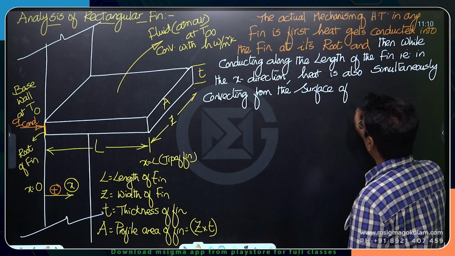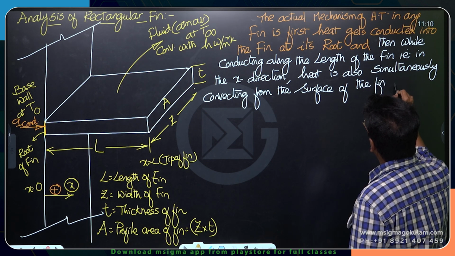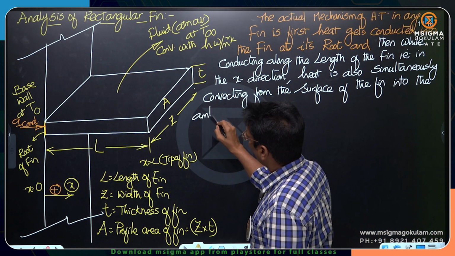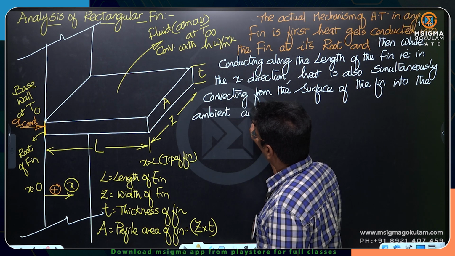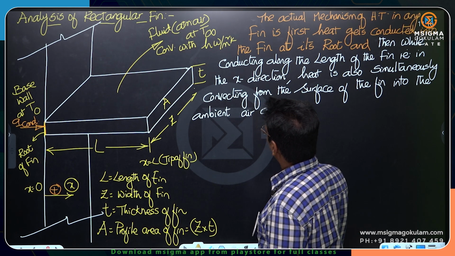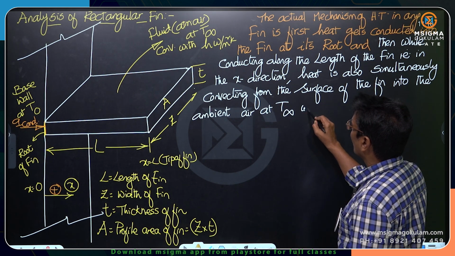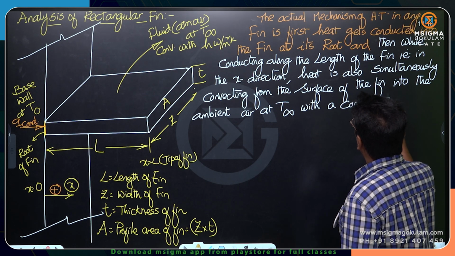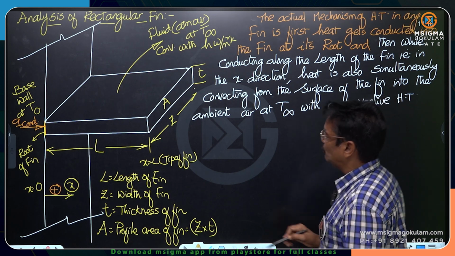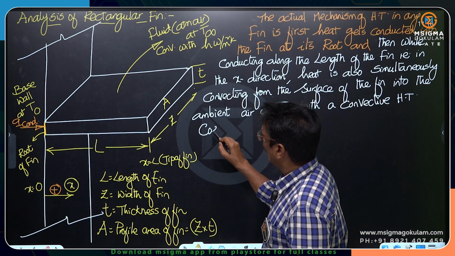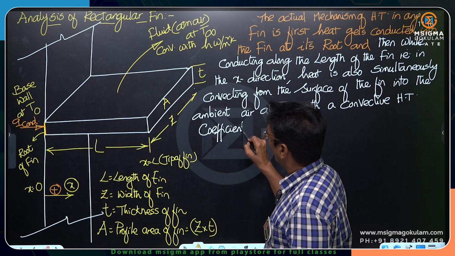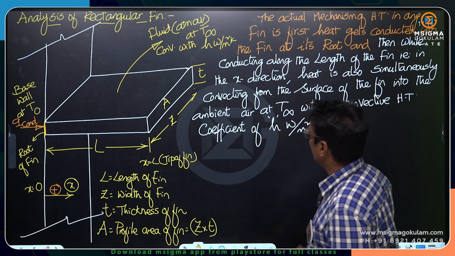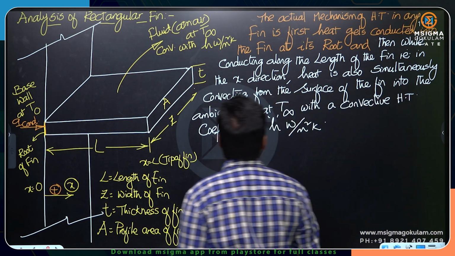Heat is also simultaneously convecting from the surface of the fin into the ambient air at T infinity with a convective heat transfer coefficient of H watt per meter square Kelvin. This sentence you have to thoroughly understand. Look at this once again, I am explaining.